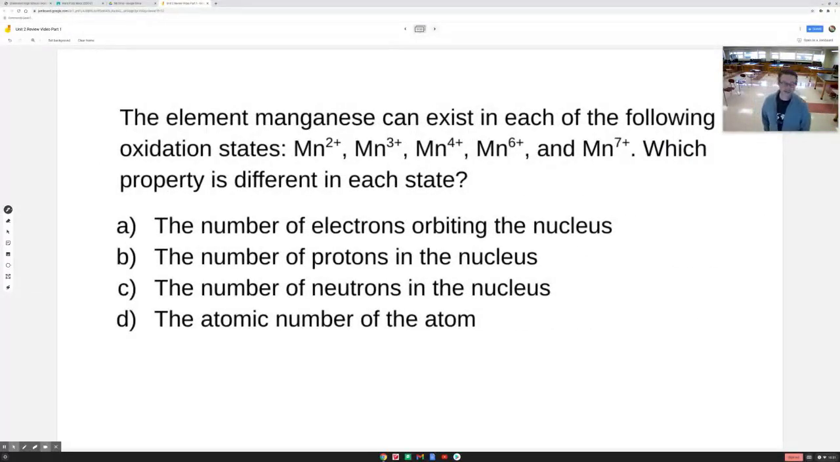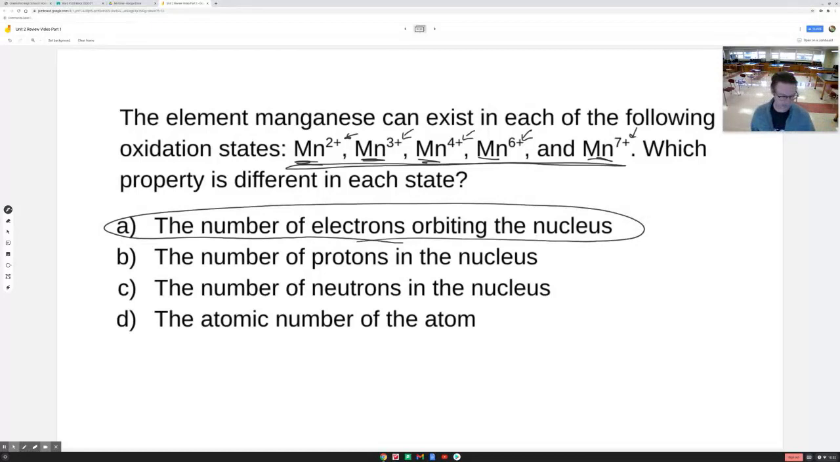All right, what is different about each of these oxidation states? And you don't even really need to know what the oxidation state term means. If you look up here, these are all Mn, which means they're all manganese. What's different is these charges up here. And as we just saw one or two questions ago, changing the charge comes from changing the number of electrons. So really the first choice here, the number of electrons orbiting the nucleus, is what's different. Different charges means that the number of electrons has changed. Again, you can't change the protons, otherwise they wouldn't all be manganese.